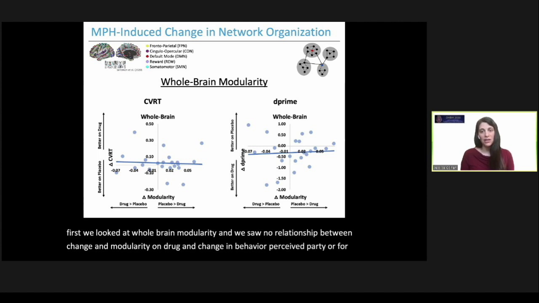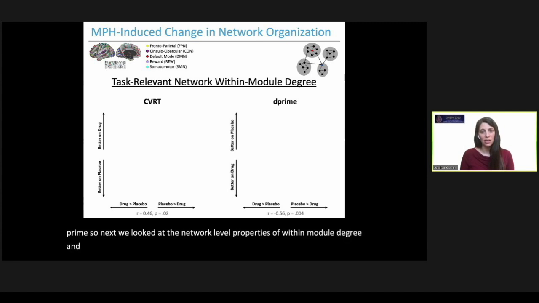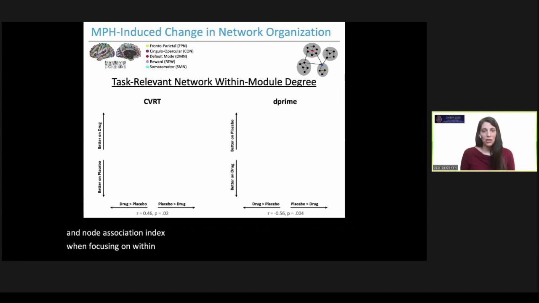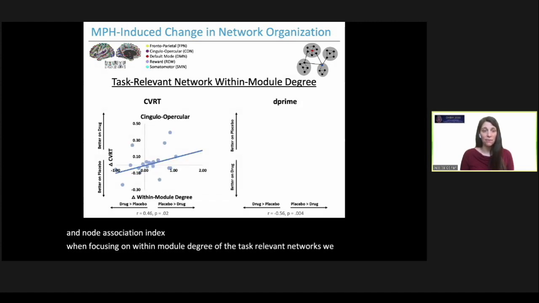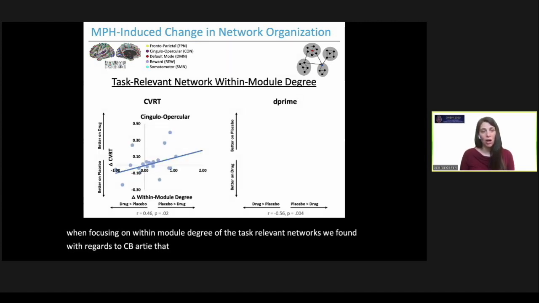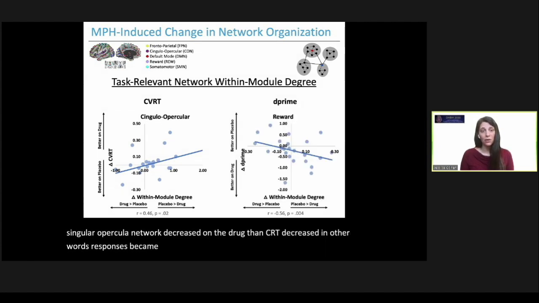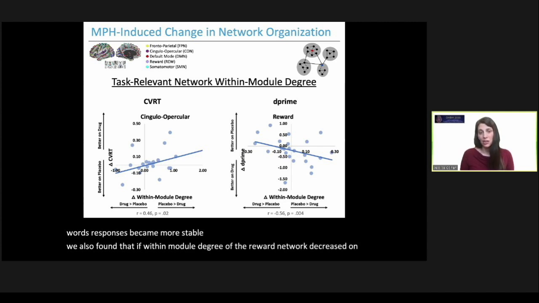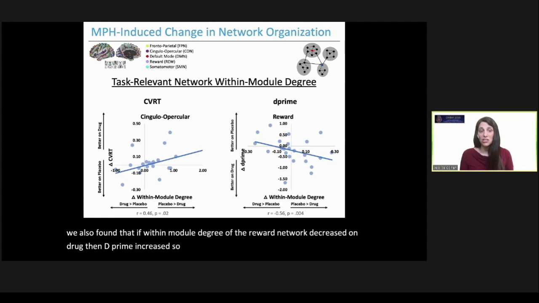So next, we looked at the network level properties of within module degree and node dissociation index. When focusing on within module degree of the task relevant networks, we found with regards to CVRT that if within module degree of the cognitive control cingulo-opercular network decreased on the drug, then CVRT decreased. In other words, responses became more stable. We also found that if within module degree of the reward network decreased on drug, then D prime increased. So responses became more accurate in addition to becoming more stable.